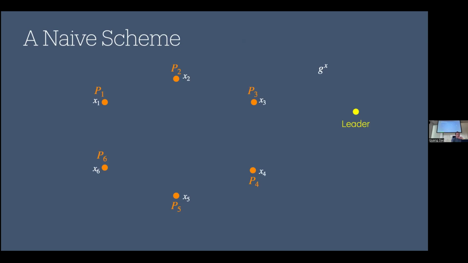The Xi are all the secret shares of X. In practice, you probably don't want a trusted party doing the initial secret sharing. You would use a distributed key generation protocol, but I'm not showing that because it's a little complicated. In that case, you would also publish the G to the Xi, because that would be verifiable secret sharing. But we don't do that here for simplicity. Just assume that everything is pre-shared.